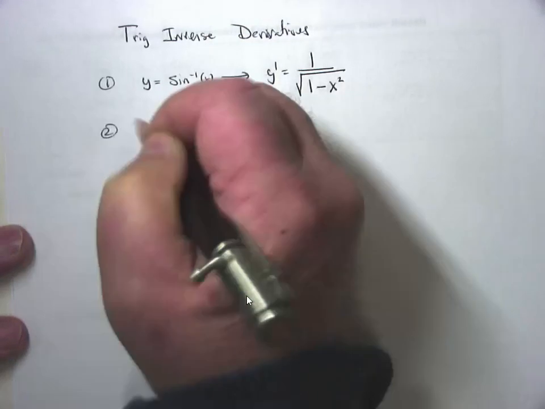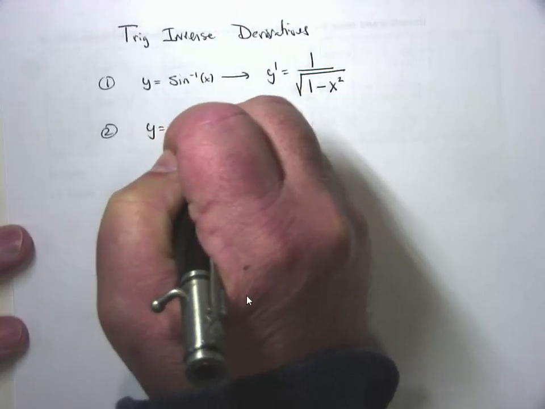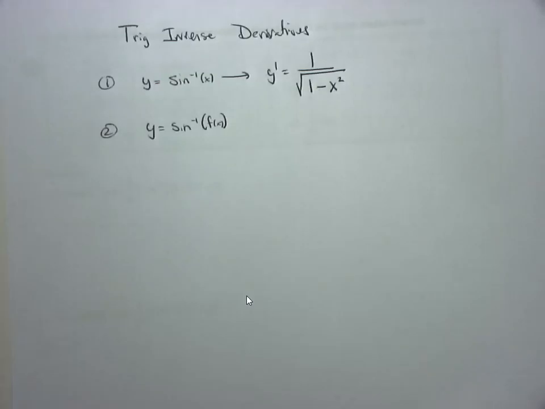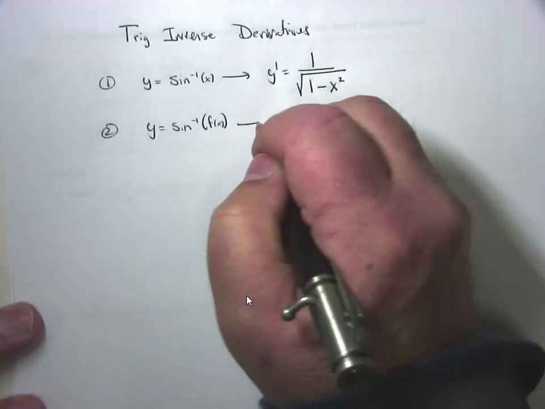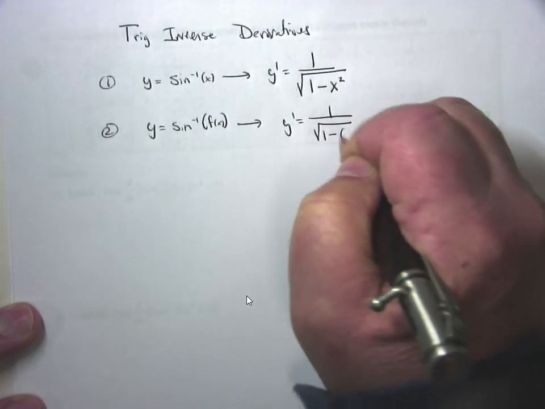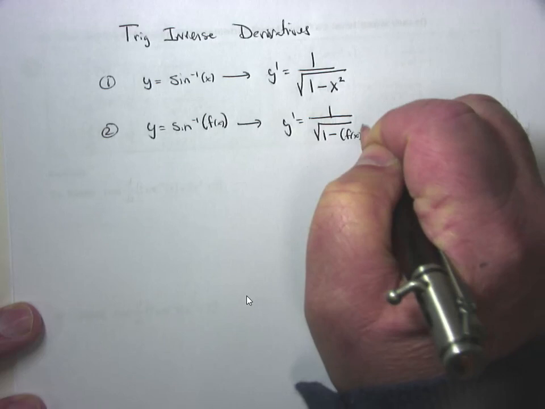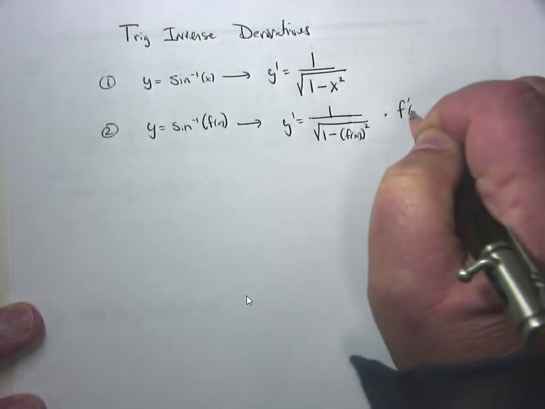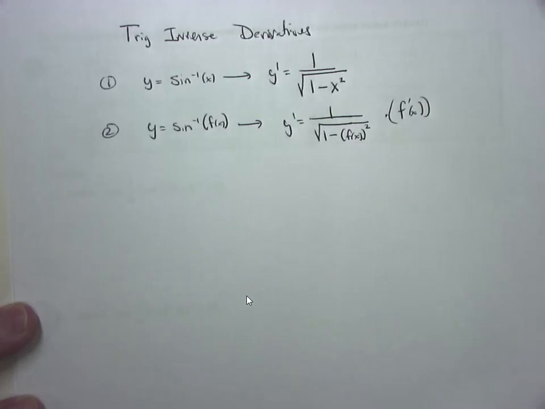Number 2, if y equals the sine inverse of a function, something other than x, you're going to get the same pattern on it, but chain rule, quote unquote, times the derivative of the inside. So y prime would be 1 over the square root of 1 minus the function, instead of just x, squared, times in the back the derivative of the inside, the chain rule version of it.